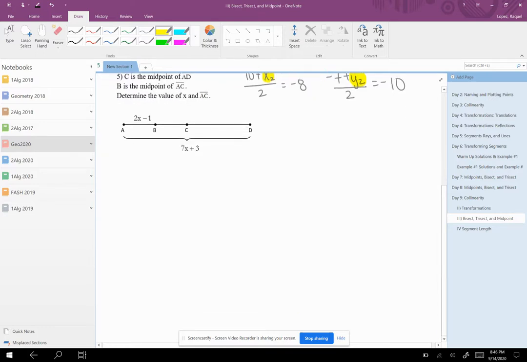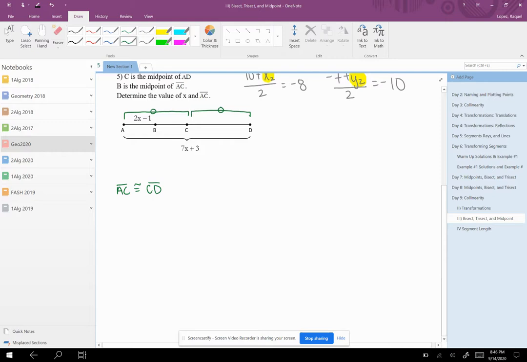So let's take a look at the information that was given to me. C is the midpoint of AD. So if C is the midpoint of AD, I want to go ahead and mark that in my diagram. That means that AC is congruent to CD.